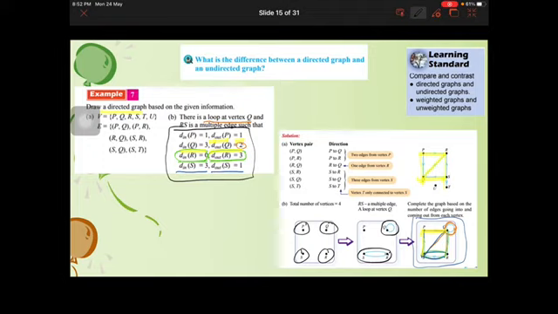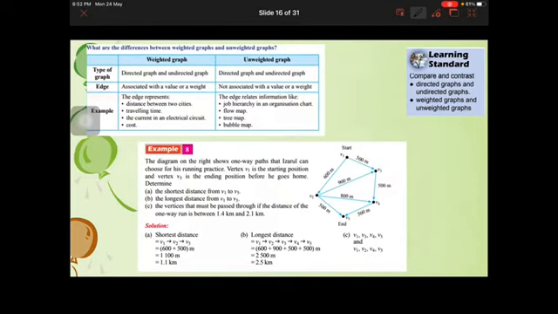Okay, that's the single edge. Now again, what are the differences between weighted graph and unweighted graph? Just now we learned about directed and undirected graph. We need to know how to compare and contrast the directed and undirected graph. So for now, we need to compare and contrast what is weighted graph and what is unweighted graph.